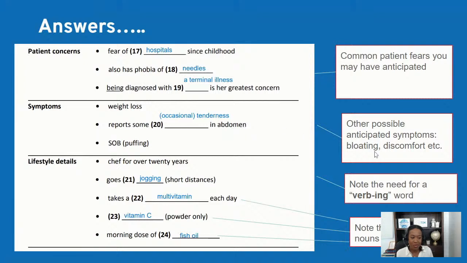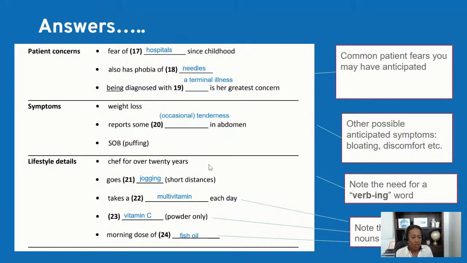So she might have said bloating, she might have said discomfort, something like that. What she actually said was tenderness. And you can see here that in brackets we have occasional. So the answer would have been accepted even if you didn't have this in. If it was just tenderness, that would have been accepted too.